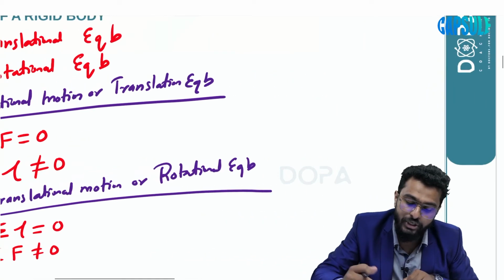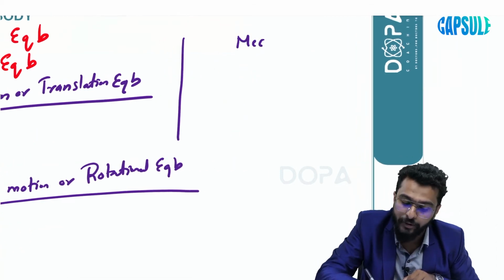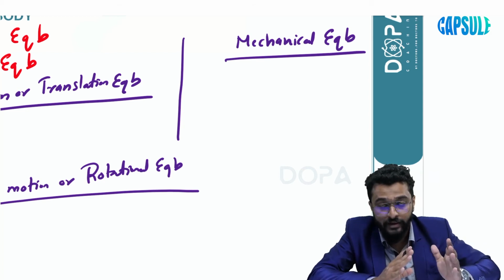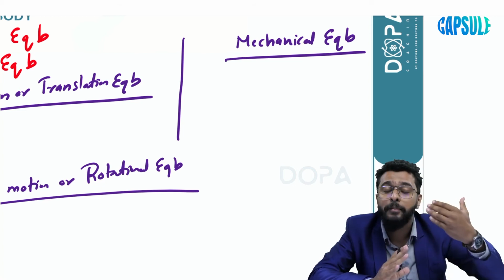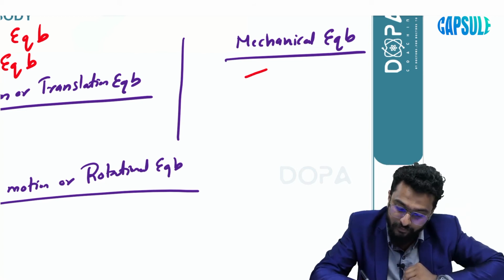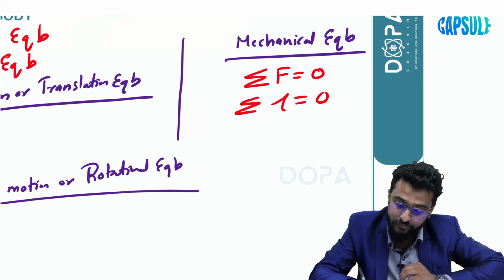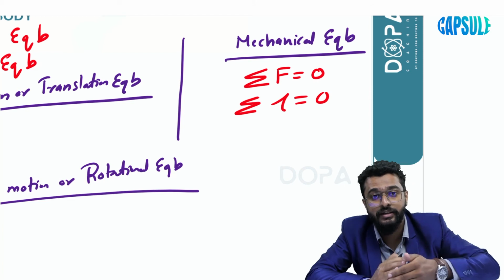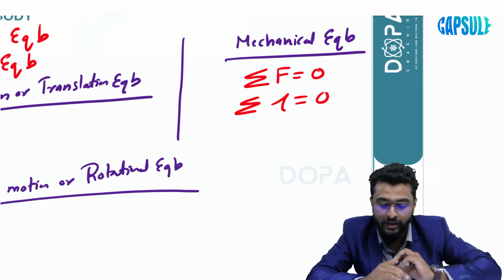Then the third condition is mechanical equilibrium. I already told you that a body is said to be in mechanical equilibrium if it is in rotational equilibrium and translational equilibrium. So the condition for mechanical equilibrium is that the net force should be equal to 0, and the net torque also equal to 0. If a body satisfies this condition, then we can say that the rigid body is in mechanical equilibrium. That is the third case.